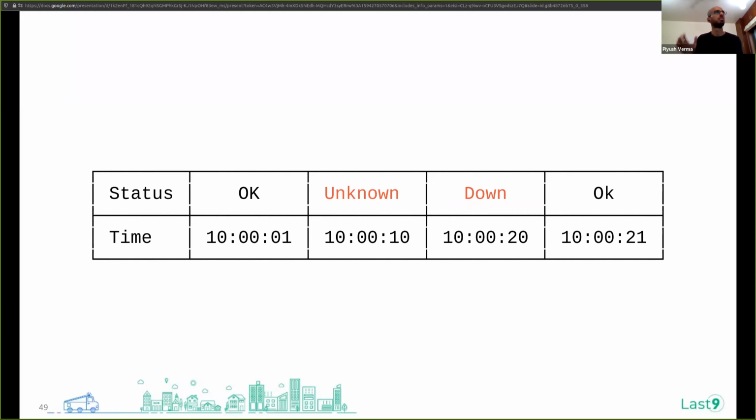Okay, unknown, 10 seconds later down, and at 21 it's okay again. What is the timeline for this? There is no answer to this. There is no mathematical answer to this. There is no one way to do this. It's on you, on how you deploy this maths.